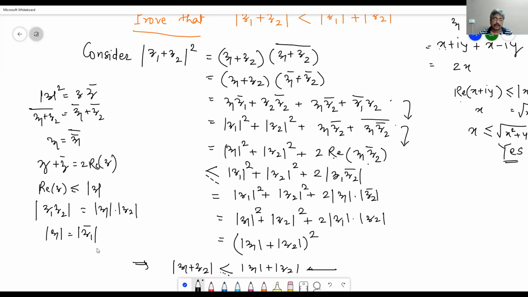Okay. So now what we need to consider is... Sir, I had a doubt: does the AM-GM inequality fail for complex numbers? Yes, the AM-GM inequality is for positive real numbers.